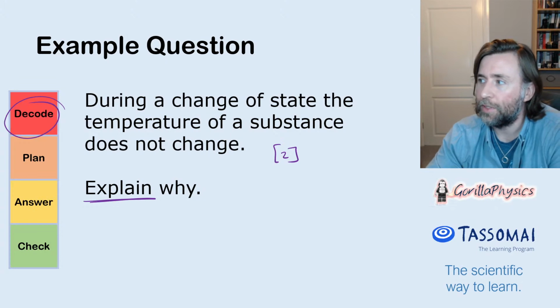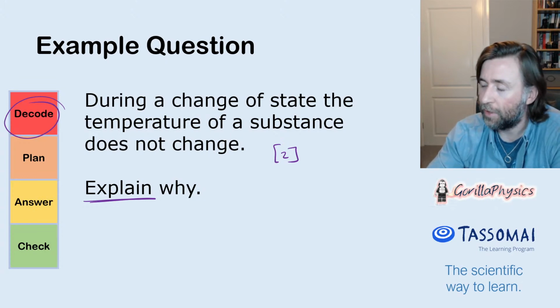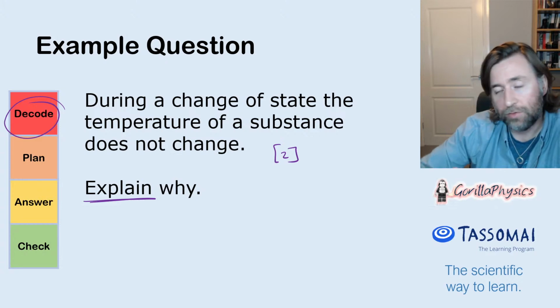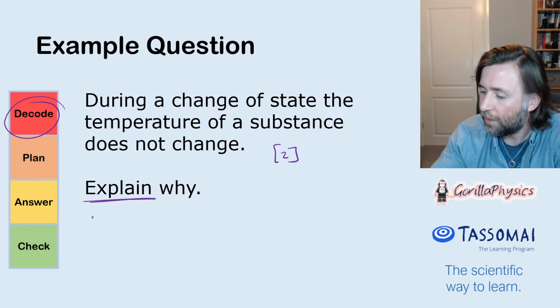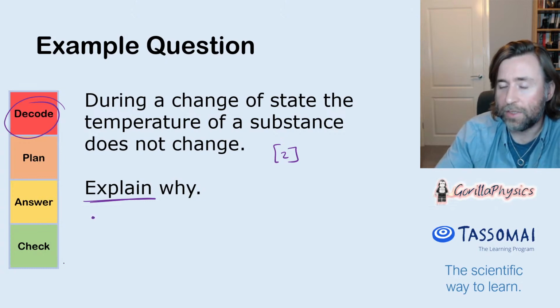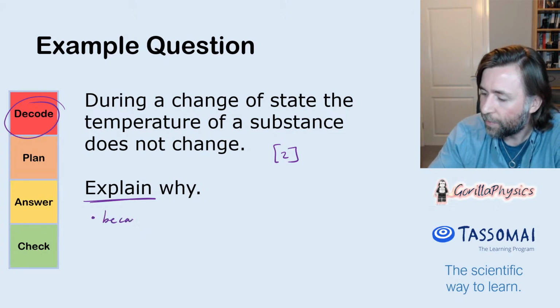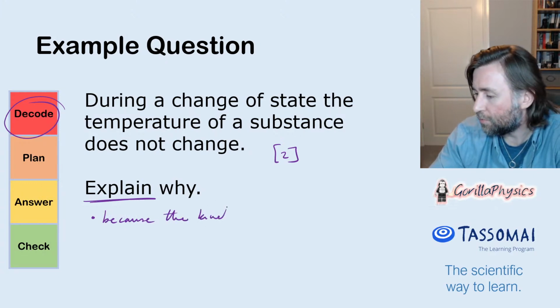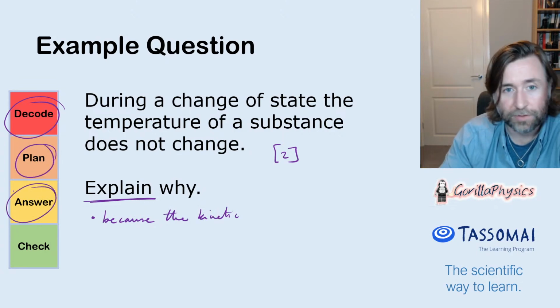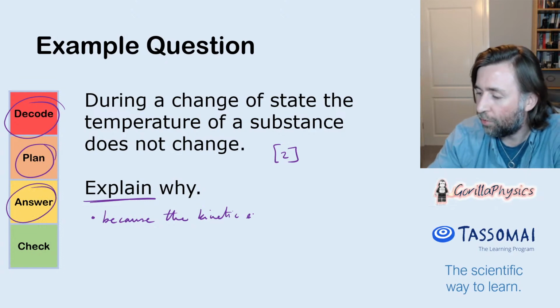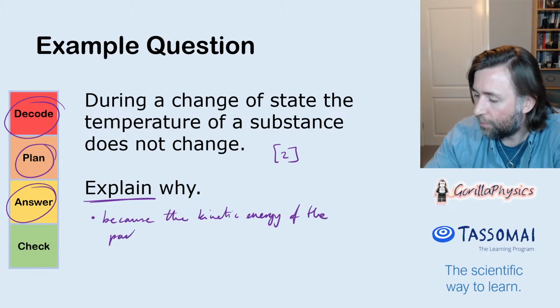So why is it that the temperature does not change? We know that we're going to be increasing the energy or decreasing the energy, it doesn't really matter which way, but let's just say we're increasing its internal energy. This question is about internal energy. So during a change of state, why doesn't the temperature change? That is because the kinetic energy stays the same. And as I've thought this through, now I'm answering, I can add something in there: the kinetic energy of the particles stays the same.